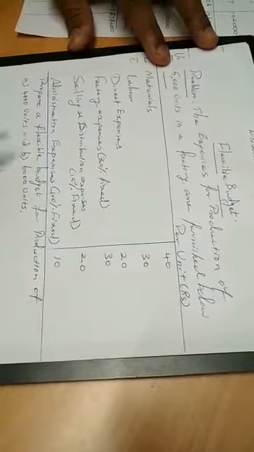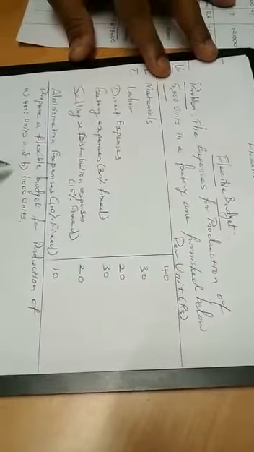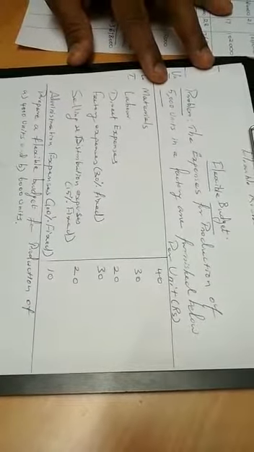So they have given the details for 5,000 units. Now we have to prepare a flexible budget for 4,000 units and 6,000 units. In the sum, there are certain important things that you have to see. First of all, we will see how much expenses they have given for the material. Material is 40 rupees per unit.